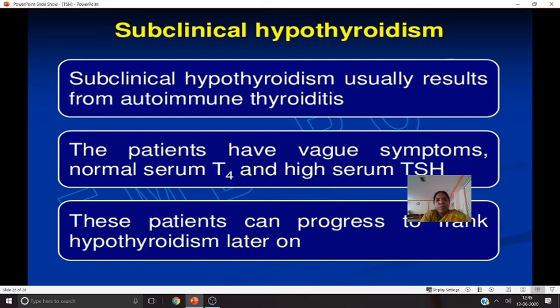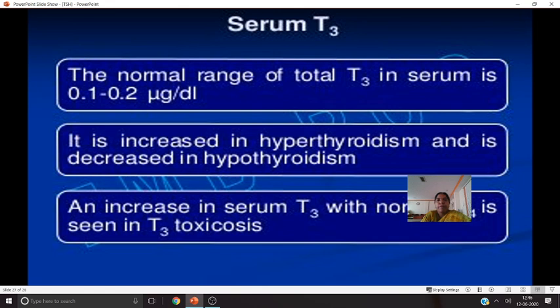Subclinical hypothyroidism usually results from autoimmune thyroiditis or infections of the thyroid gland. The patient has vague symptoms, normal serum T3 and high serum TSH. These patients can progress to frank hypothyroidism later on. So first we can see the normal T4 and high TSH in this. Serum T3, we can see the normal.